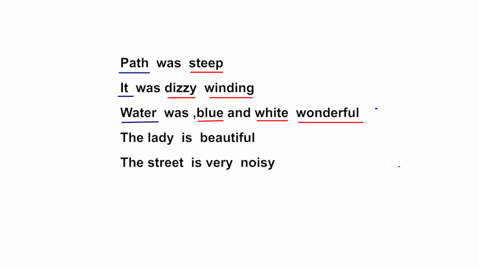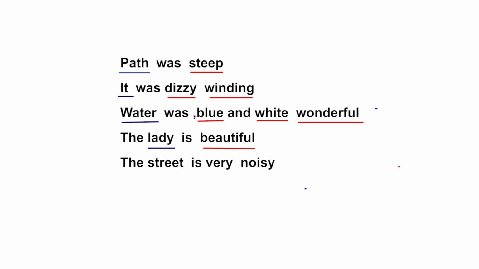Next one, the lady is beautiful. What was the feature of that lady? That lady is very beautiful. Now beautiful is the describing word. Here beautiful is the word used to describe that lady. So lady is a naming word or noun and beautiful is an adjective or describing word. Now, the street is very noisy. What type of street was it? It is described as very noisy, a street with a lot of noise. So here the street is described as noisy.